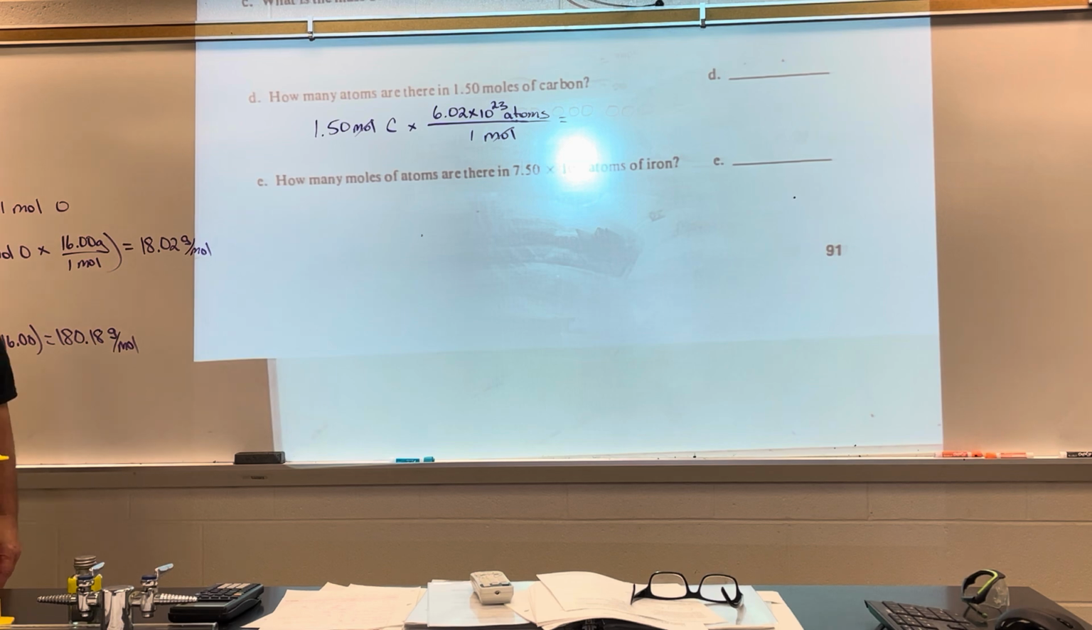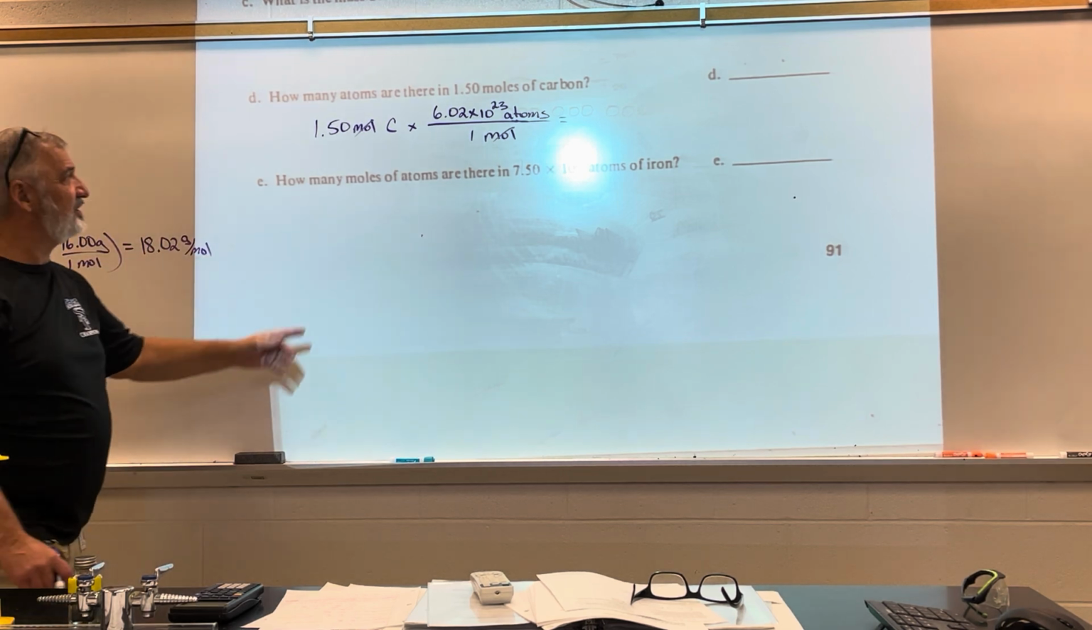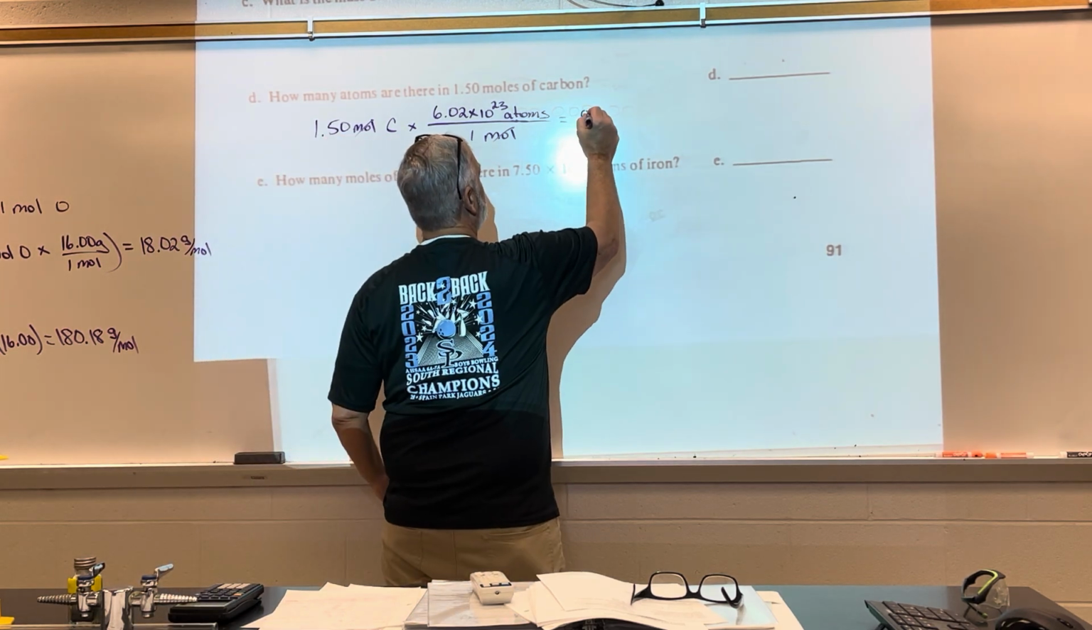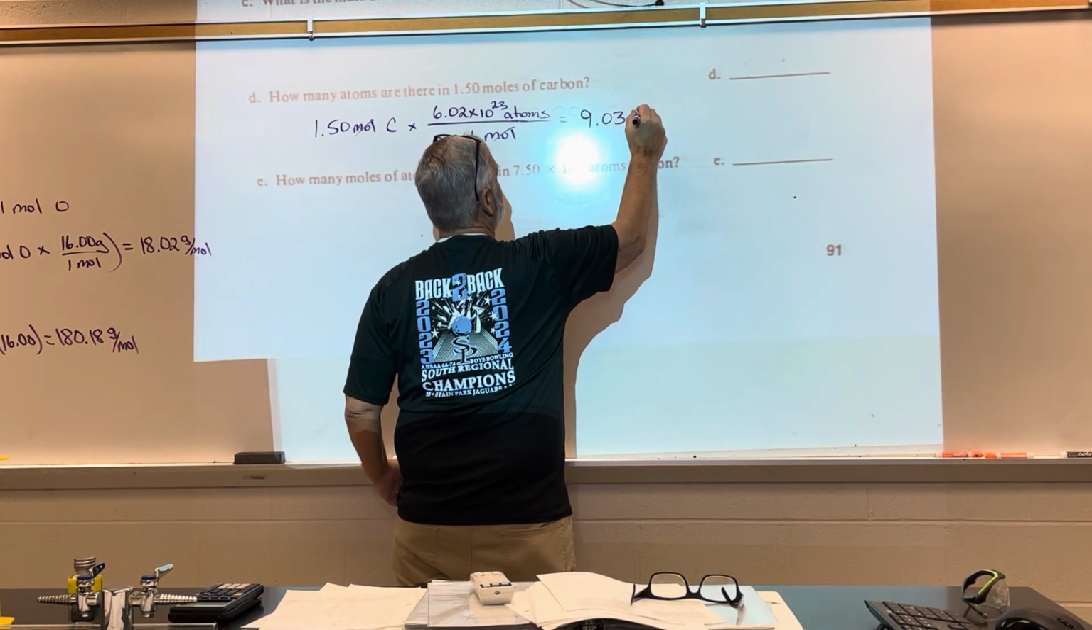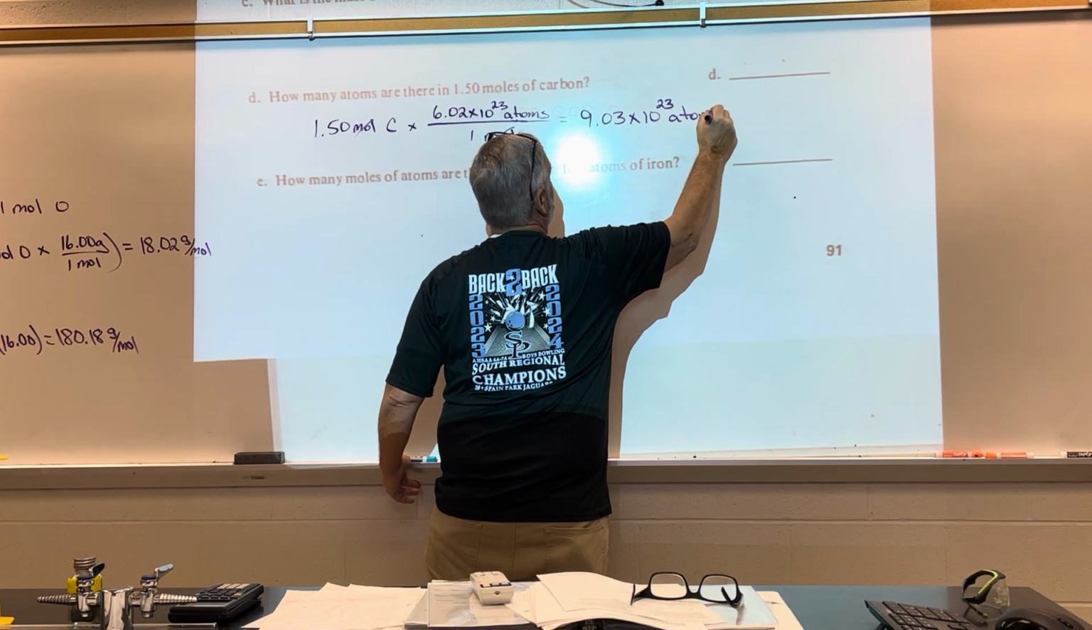Now this is why you have to relearn how to use your calculator with scientific notation. We did all that in the beginning because I knew this was coming down the pipe. This is the important part, being able to do this. This is fundamental chemistry right here. And it comes out to 9.03 times 10 to the 23rd atoms of carbon.